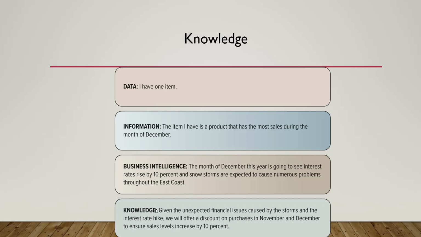And so the knowledge of this would be, given the unexpected financial issues, they're going to give them a discount in November so that it increases the level by 10%. So basically they're going to hopefully try to break even, which is kind of not what you want in a company, right? You want to get ahead of it.